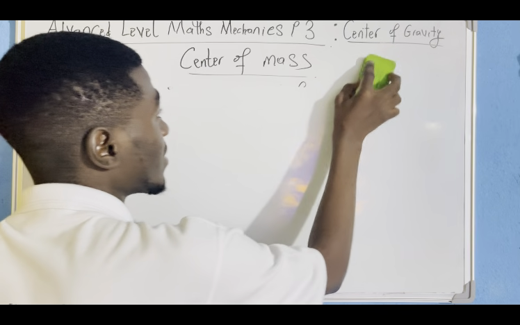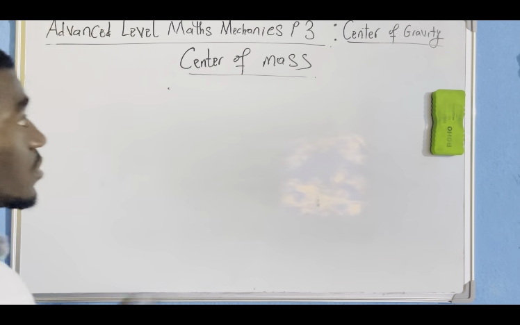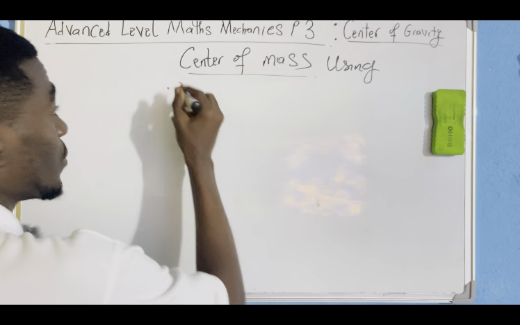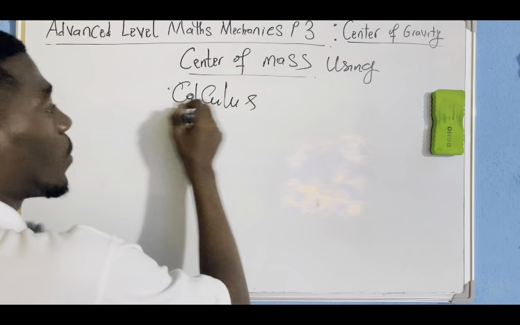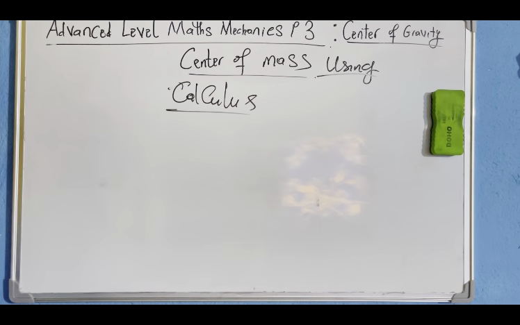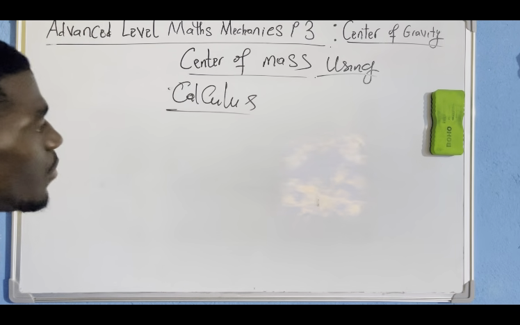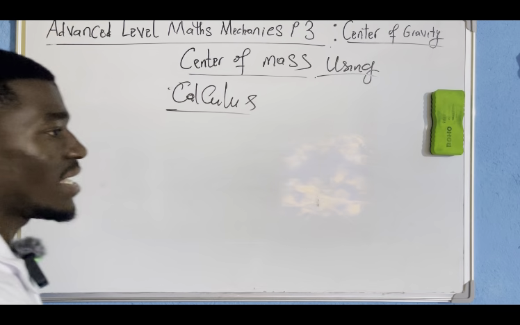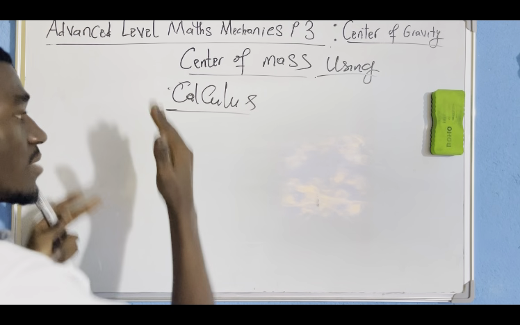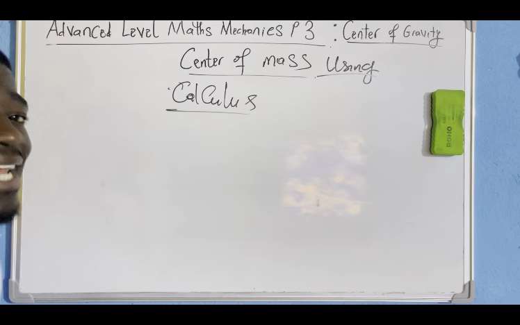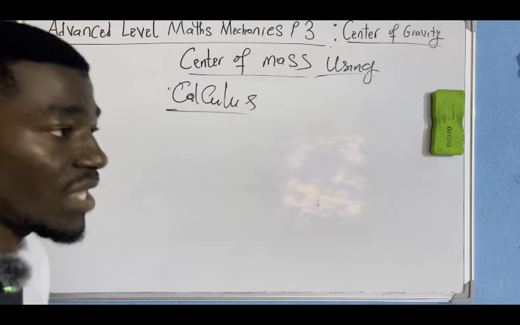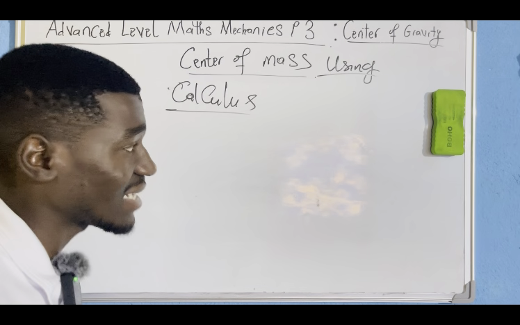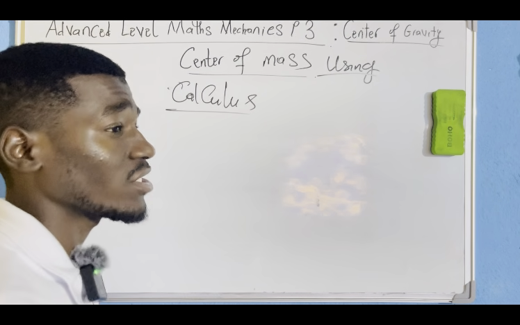Now let us calculate the center of mass using calculus. When we talk about calculus here, we are talking about integration. Why are we using calculus to find the center of mass of a body? This is when we have a body in the form of a curve, bodies that are very difficult to divide into finite portions so that we can sum them using sigma and find the center of mass. We apply calculus to find the center of mass when we have curved, continuous bodies.